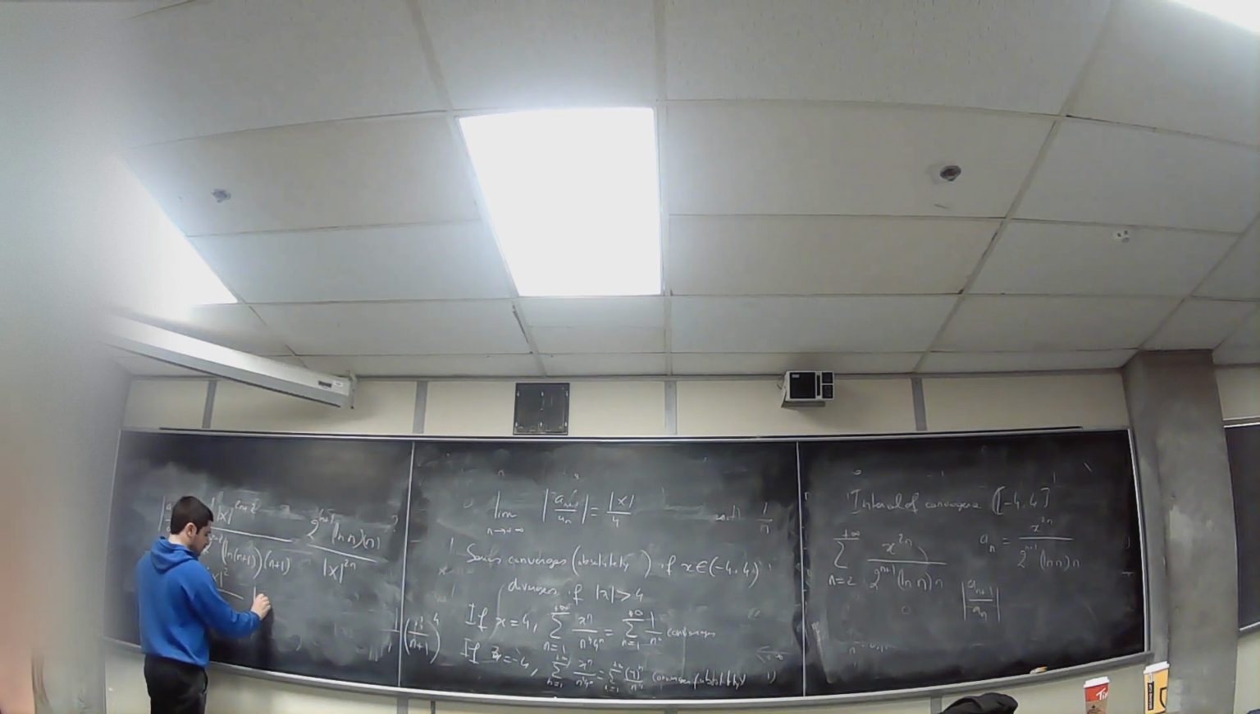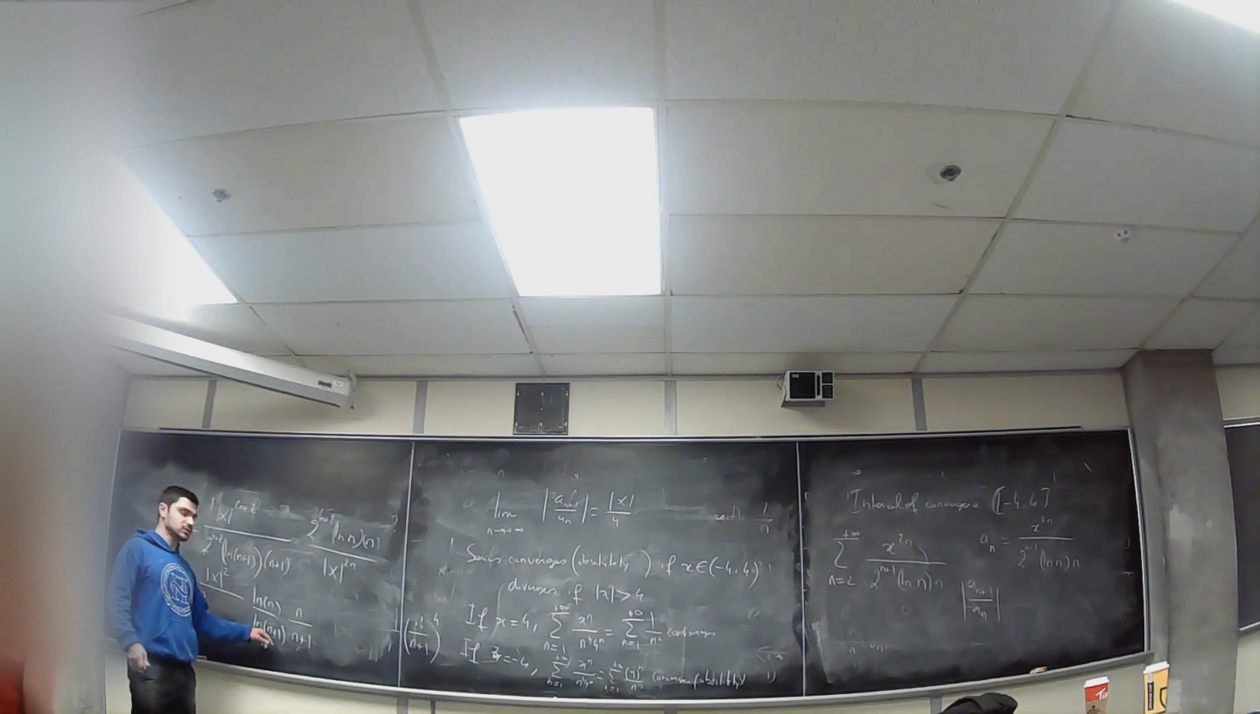Great. Then, what? So I have x squared. Let me simplify that. So I have a 2 here, right? And let me write this way: ln n over ln(n+1) and n over n plus 1. What is this limit? x squared over 2. Why is that? Because both of these go to 1.